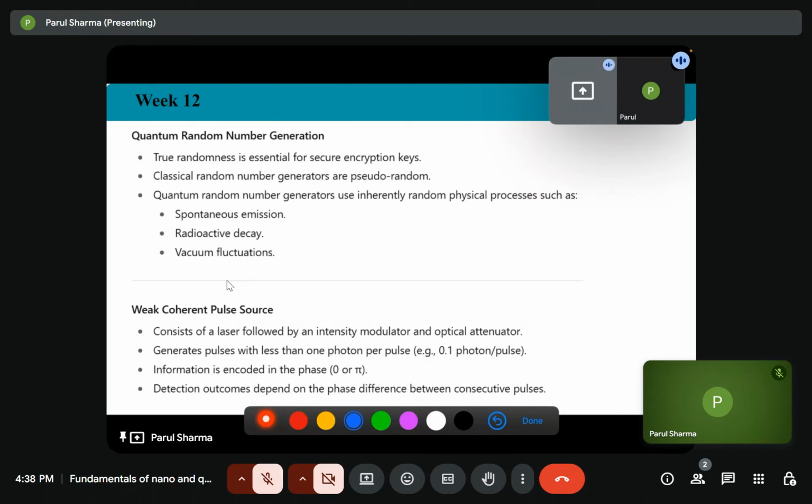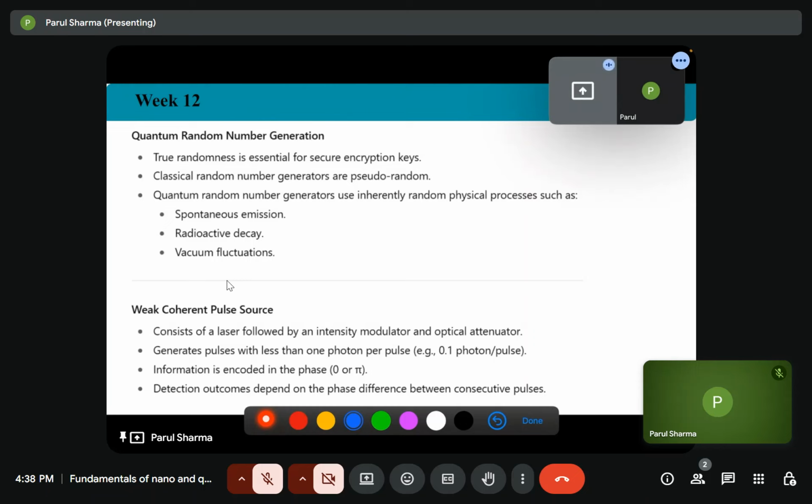And in QKD, the information will be encoded based on the difference in phase. So information is encoded in the phase, 0 or pi. So the detection outcome will depend on the phase difference between the consecutive pulses. If it will be pi out of phase, one detector will click, one detector will be on, and vice versa.